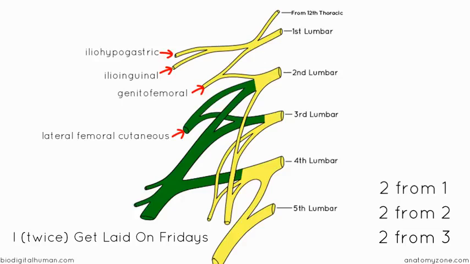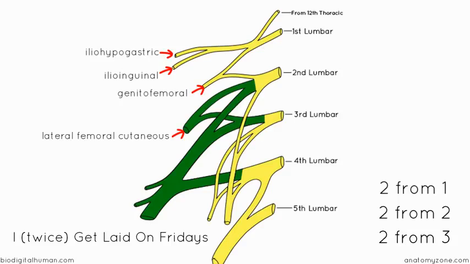So we're combining all our mnemonics together here and our little bits of knowledge of the lumbar plexus to work out the organisation of the branches and origins of the nerves that come from the lumbar plexus. So the first bit of knowledge is that the lumbar plexus is formed from the anterior rami of L1 to L4. Our second bit of knowledge is the mnemonic, so I twice get laid on Fridays. So this gives us the order of the nerves, the 6 branches that come from the lumbar plexus.